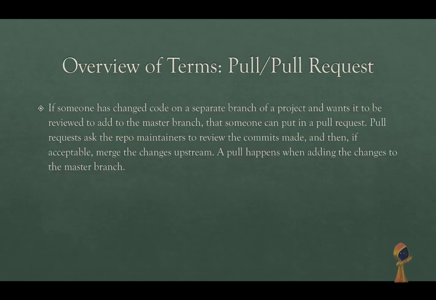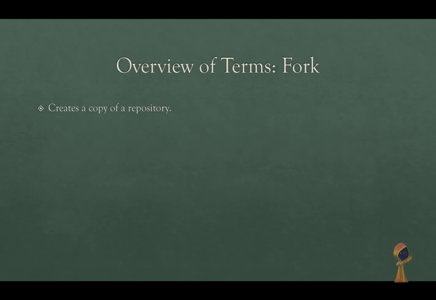Pull request. If someone has changed code on a separate branch and they want it to be reviewed to be added to the master branch, then they can ask for a pull request. So this is what we discussed right now: in this case, the repo maintainer looks at the commits and sees if they are acceptable, then they can merge. So a merge happens when adding the changes to the master branch.